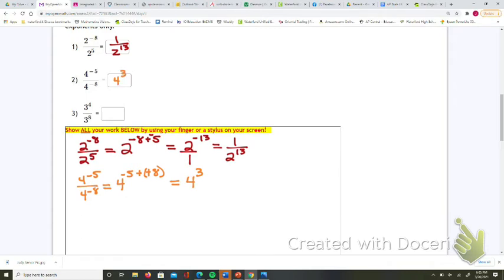Number 3. 3 to the 4th over 3 to the 8th equals 3 to the 4 minus 8, which equals 3 to the, plus negative. So I have 4 positives plus 8 negatives. If I have both positives and negatives, I have to subtract. 8 minus 4 is 4. The 8 is the bigger number and it's negative, so the 4 is negative. I've got a negative exponent, so now I know I have to do the reciprocal. So 1 over 3 to the 4th. Okay, make sure that you get all of the notes written in before you submit.